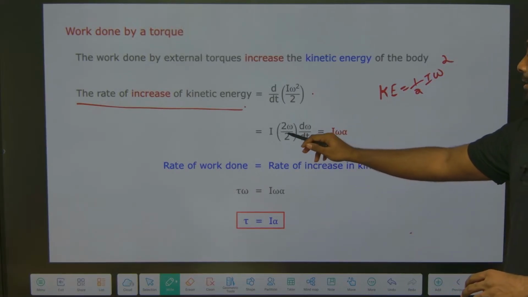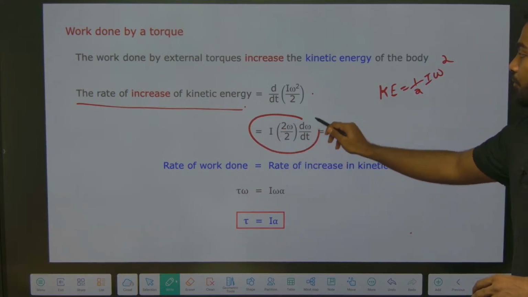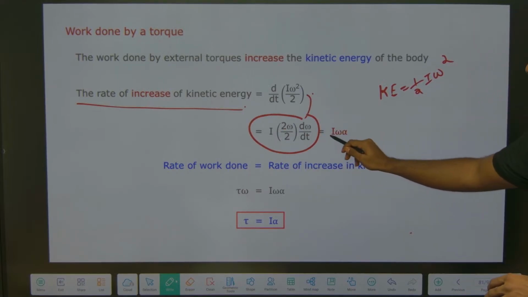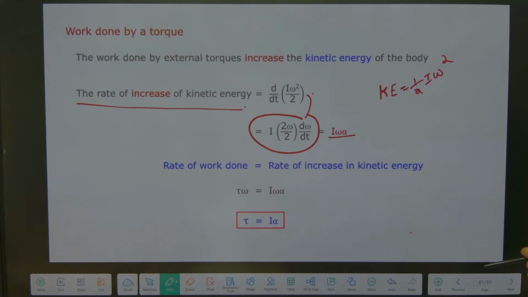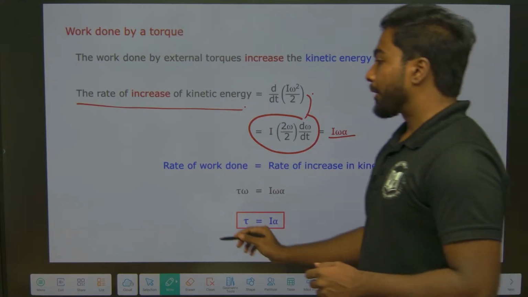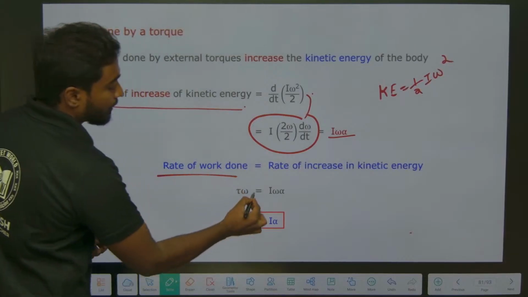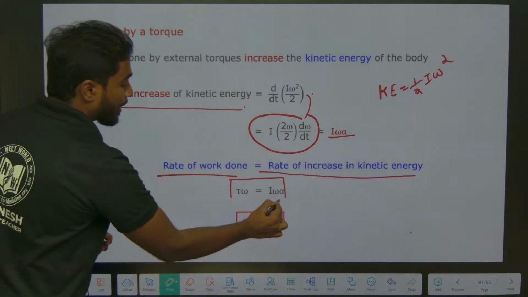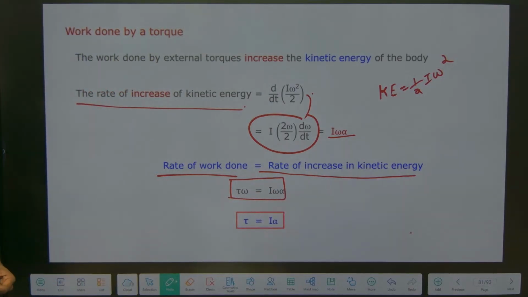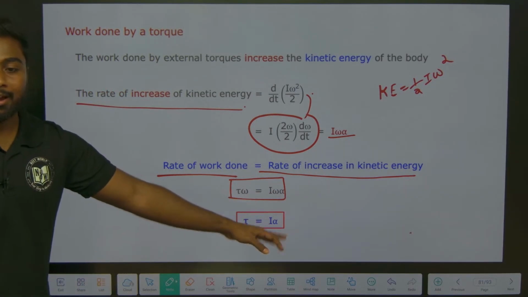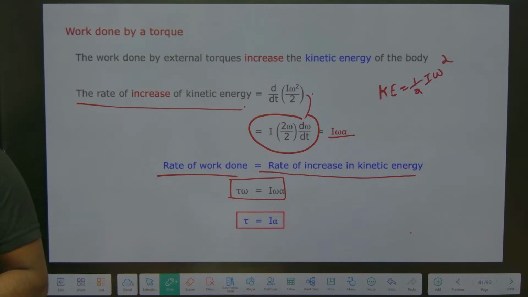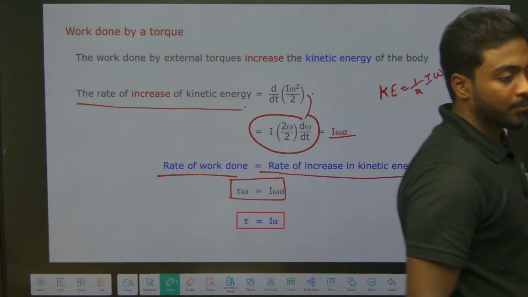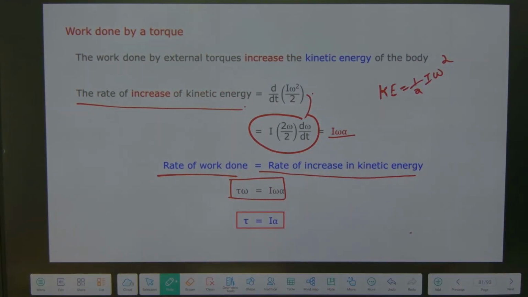So here we can take the expansion of the previous step and we will get I omega into alpha. So the rate of work done is the rate of increase in kinetic energy, which means tau omega equals I omega alpha. So tau equals I alpha. So torque in terms of moment of inertia is tau equals I alpha.